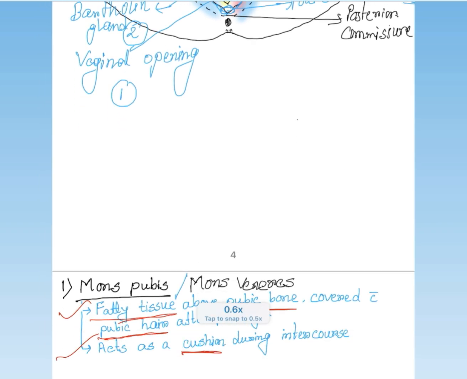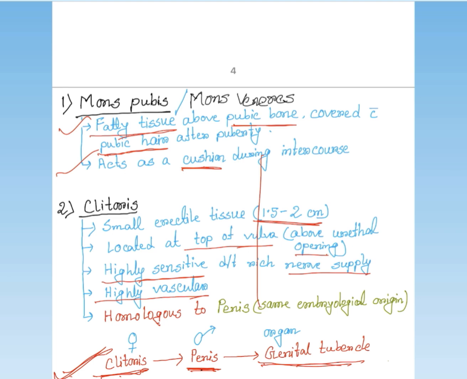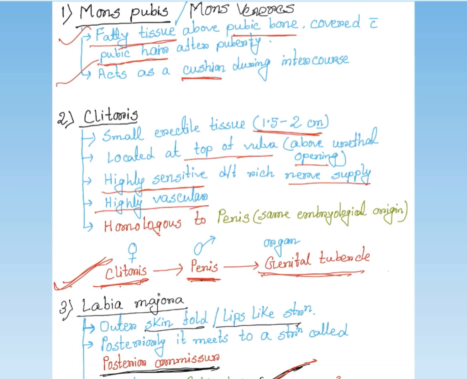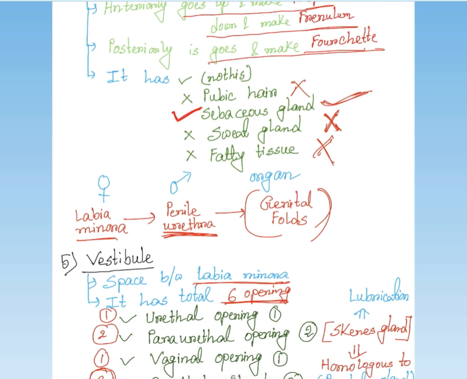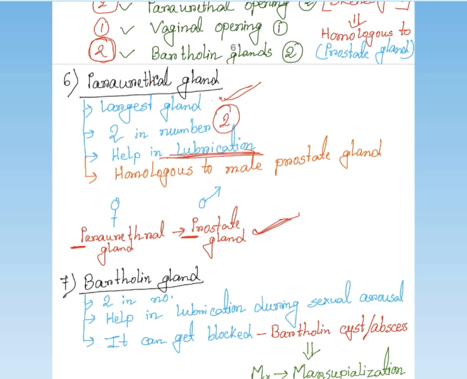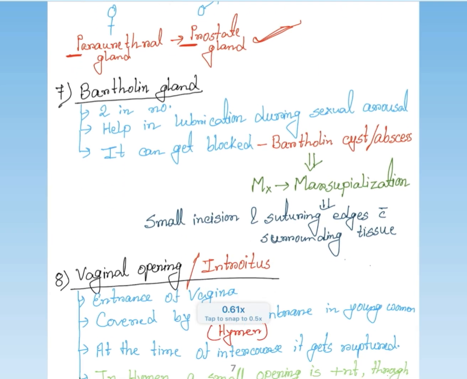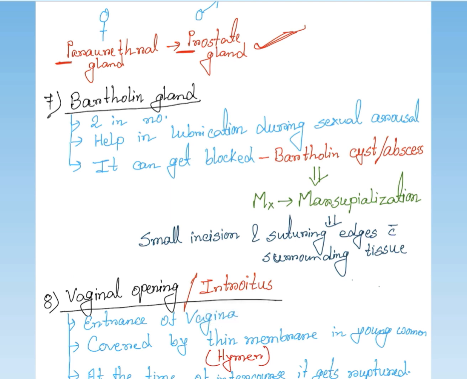Okay, so this paraurethral gland, Bartholin gland also sometimes gets blocked, and it is very painful when it is getting blocked, and the situation is called your Bartholin cyst. Okay, we will come one by one. It is 2 in number, helps in lubrication, and sometimes it's getting blocked, and the situation is called Bartholin cyst or Bartholin abscess. So what is the management of this Bartholin cyst?